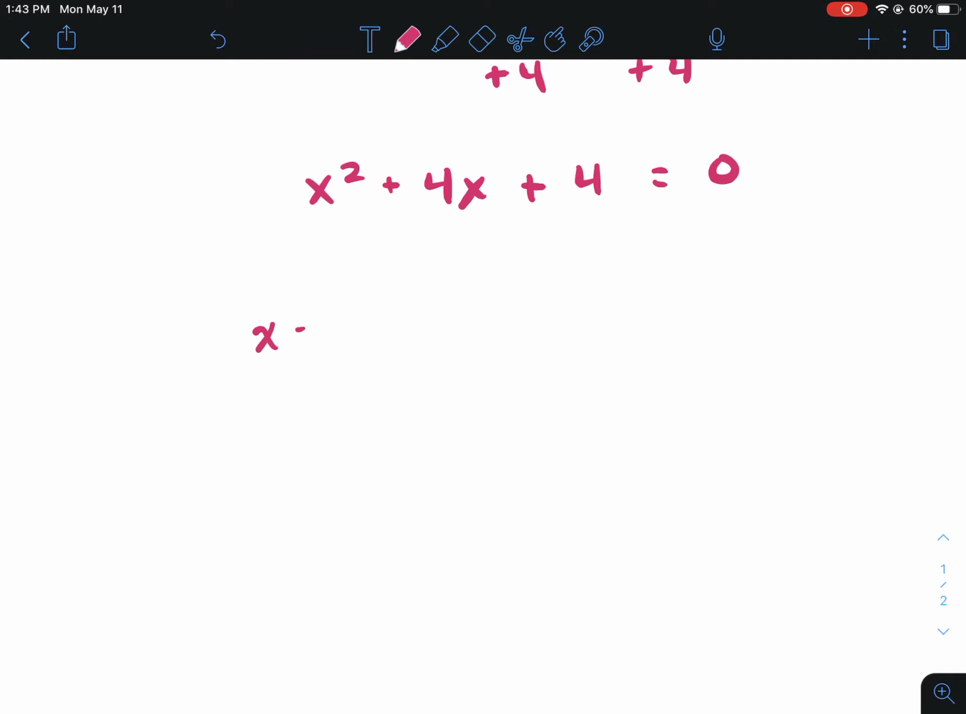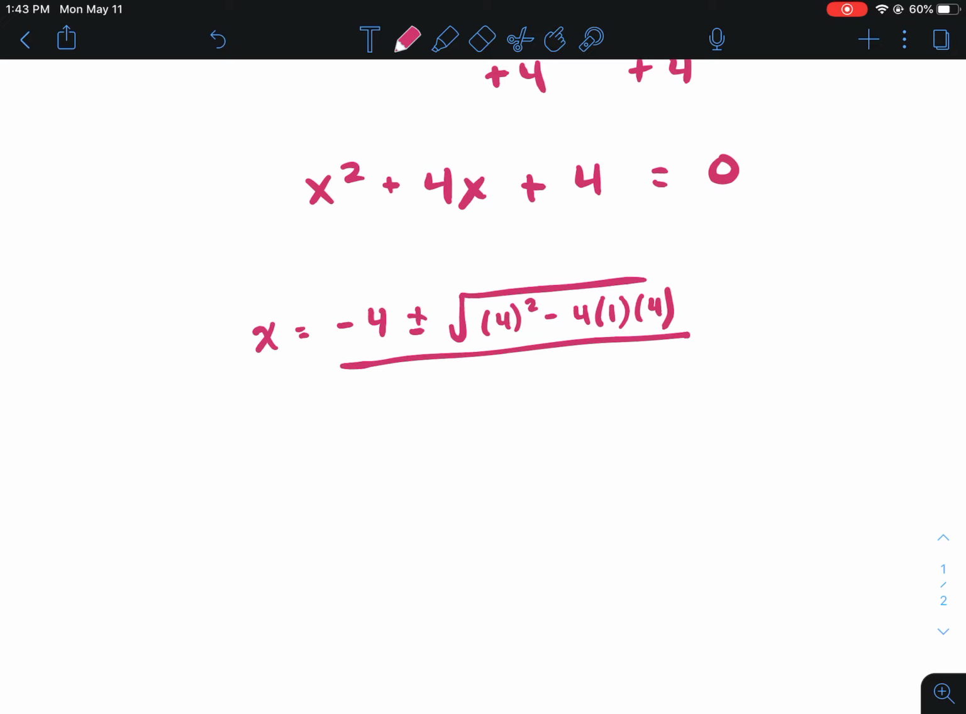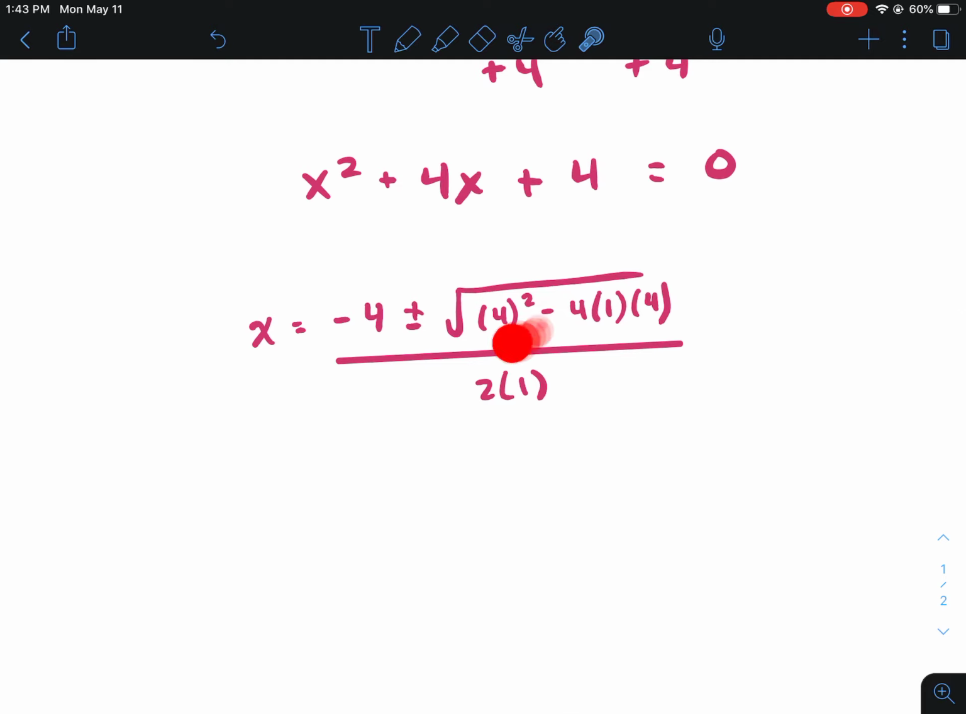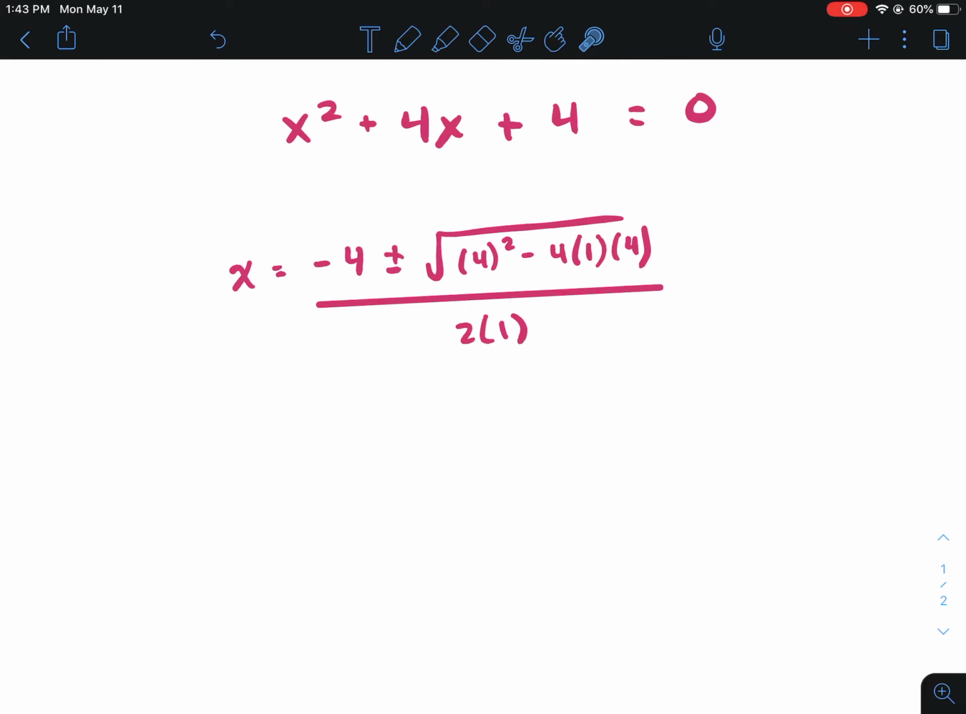So we get x is equal to negative b, negative 4, plus or minus the square root of b squared, so 4 squared, minus 4 times a, which is 1, times c, which is 4, all over 2a. Now, 4 squared is 16. 4 times 4 is also 16. So 16 minus 16 is 0, which means here that my discriminant is equal to 0. Which means if I add or subtract 0, it's not going to change this, right?